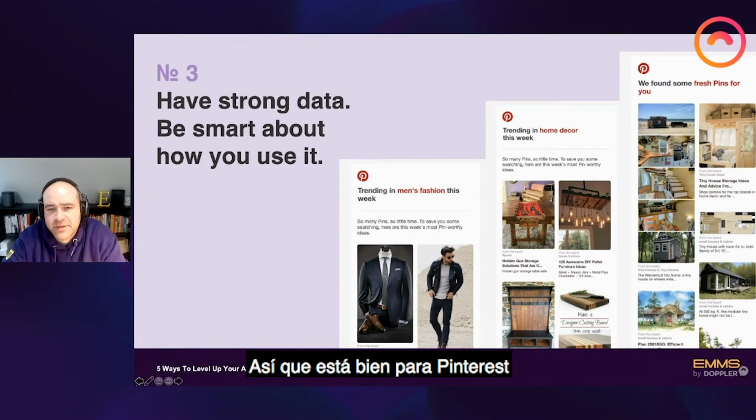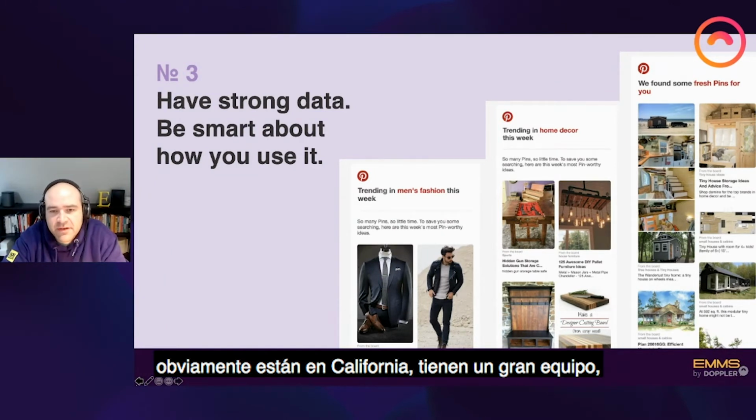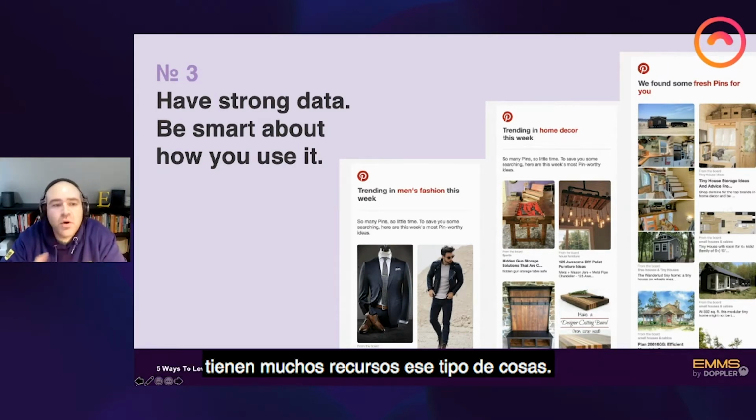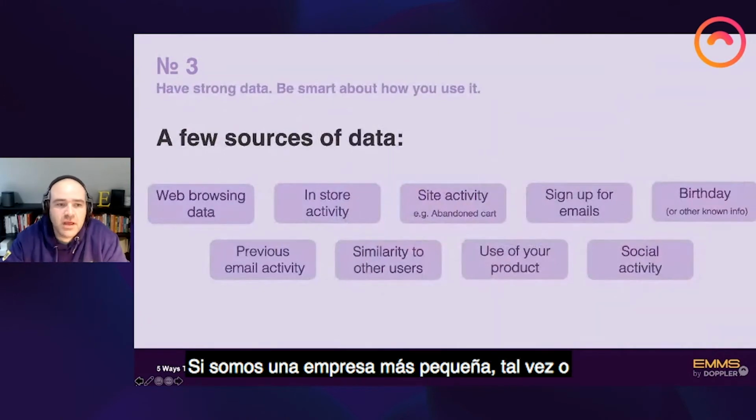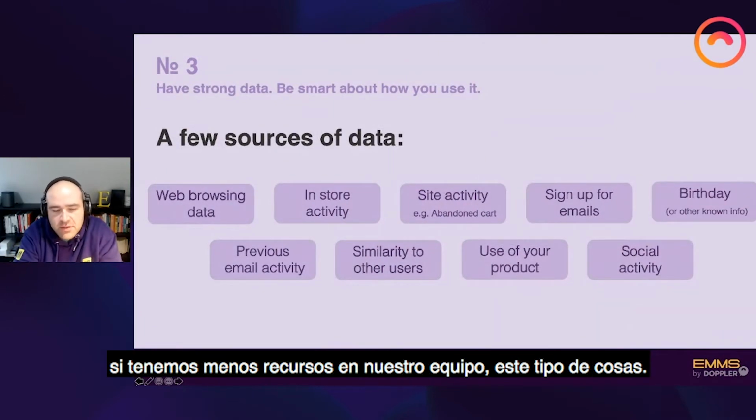So that's fine for Pinterest. Obviously, they're in California. They've got a big team. They've got lots of resources, that kind of thing. But what can we look at if we're a smaller company, perhaps, or we've got fewer resources on our team, or all of this kind of stuff?